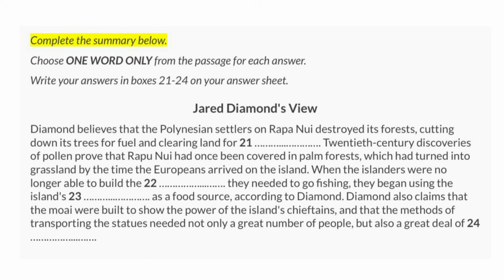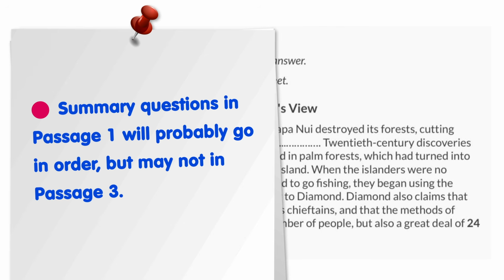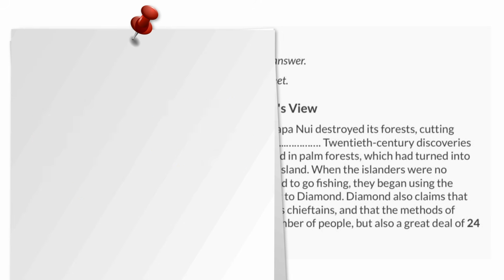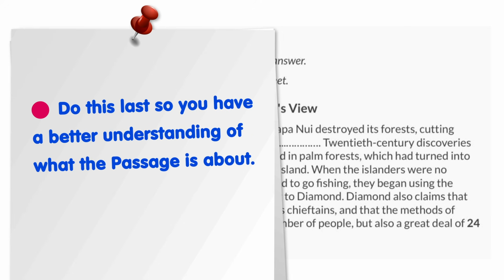But remember something, summary questions in passage 1 will probably go in order, but they may not be in order in passage 3. And you know that in passage 3, the reading section is more difficult than the first passage. I suggest that you do this type of question last, so you have a better understanding of what the text is about. Once you answer other question types in this section, and you answer this question type last, then you have a better understanding of the whole passage.